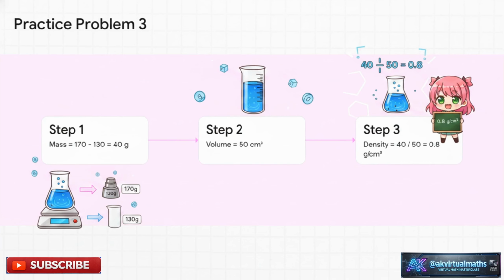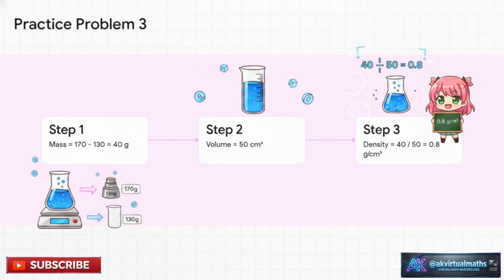That leaves us with exactly 40 grams of liquid. Step 2, the volume is 50 cubic centimeters. Step 3, density equals 40 divided by 50. Spot on. The mass of just the liquid is 40 grams, giving us a final density of 0.8 grams per cubic centimeter.